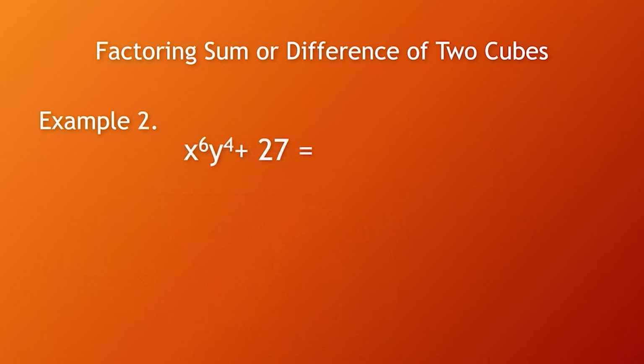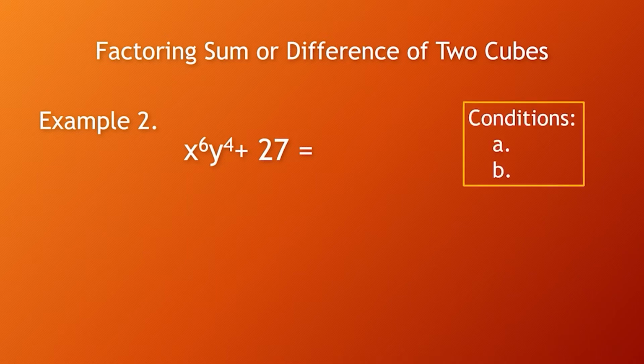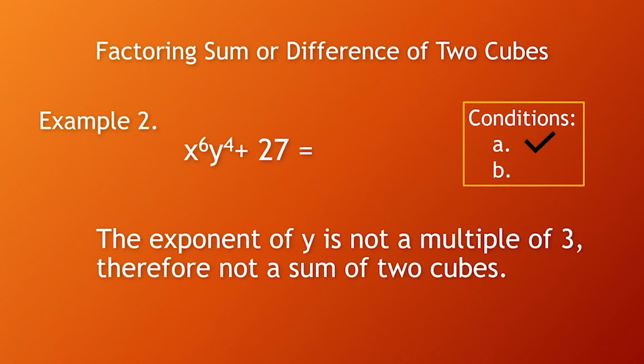Let's move on to the next example. x to the 6th power times y to the 4th power plus 27. Let's check if it meets the conditions. First, it is a binomial. Check. Next, if you take a look at the exponent of y, it is not a multiple of 3. So therefore, it is not considered to be a sum of two cubes. So therefore, this expression is a prime polynomial, which means the only factors are itself and 1.